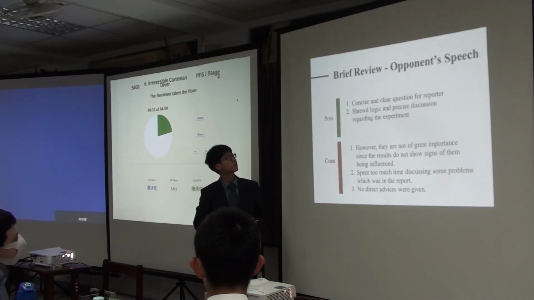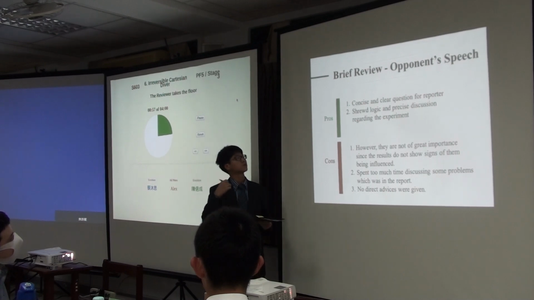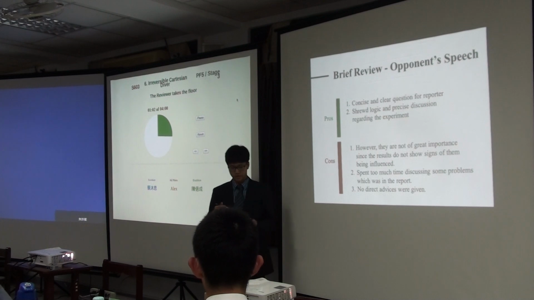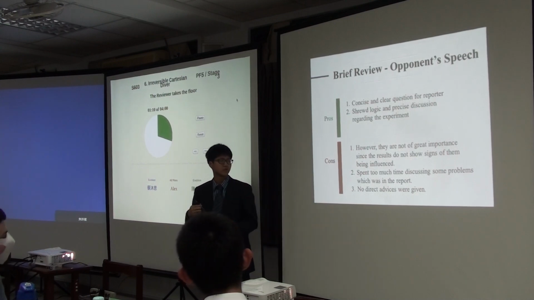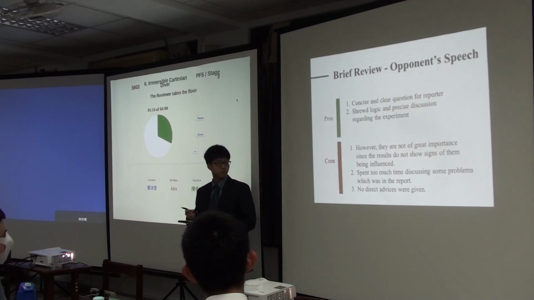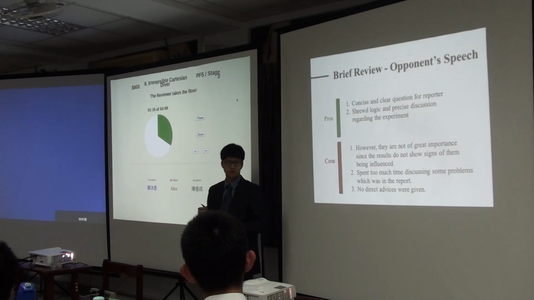Next one. So for the brief review of the opponent speech, the pros are concise and clear questions for the report. They show logic and precise discussion regarding the experiment. However, the questions are not of great importance since the results do not show signs of being influenced. And you spent too much time discussing some problems which were in the report, and no directive advice was given.